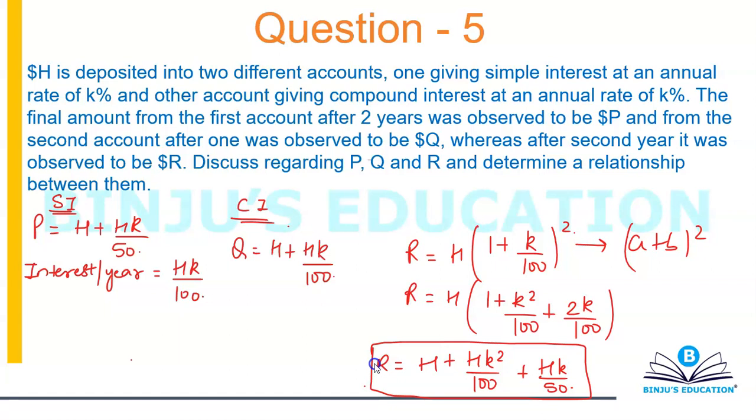So you can say that the value of R is basically greater than the value of P, which is greater than the value of Q.